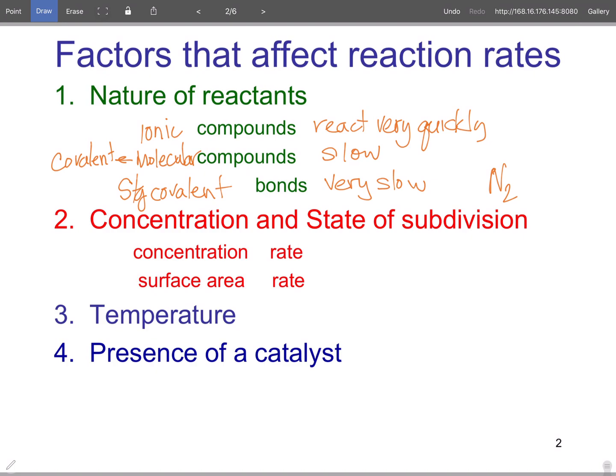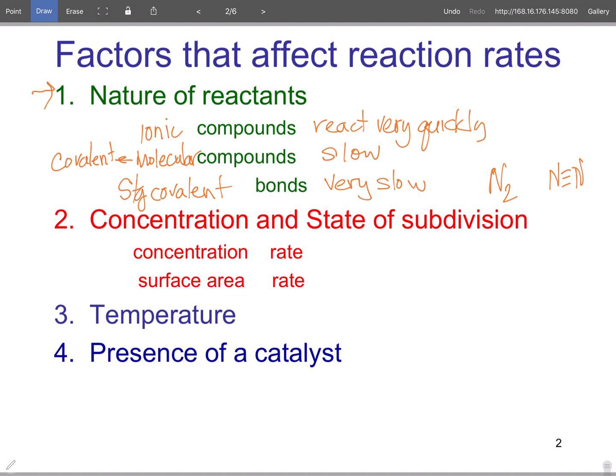Lightning strikes. Why? Because nitrogen has a triple bond. So not only is it a covalent bond and you have to break it up, but it's a really strong covalent bond. Does that want to break up? No. That is why nitrogen is the major component in air, because it does not play well with others. Basically, it takes too much energy to break it up. Okay? So that's the first rule, nature of the reactants. Are they ionic? Are they covalent? Are they strong covalent? Etc.